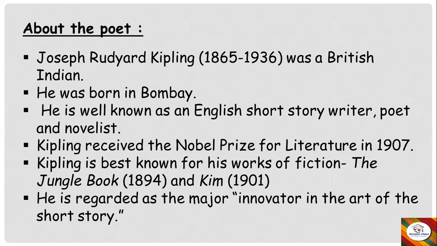So the poet Joseph Rudyard Kipling was born in 1865 and he lived till 1936. He was a British Indian. He was born in Bombay. Then he was well known as an English short story writer, poet and novelist. Kipling received the Nobel Prize for Literature in 1907. He is best known for his works of fiction, The Jungle Book, which was written in 1894, and Kim, which was written in 1901. He is regarded as the major innovator in the art of the short story. Okay, so this was a brief description about the poet.